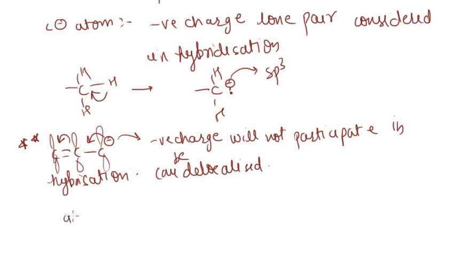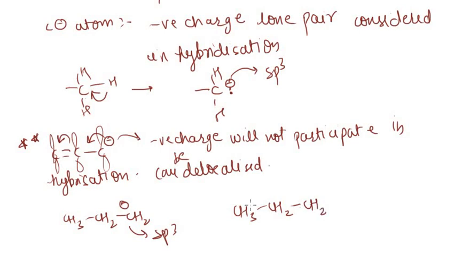Like if we have CH3, CH2, CH2 minus, here the hybridization of carbon will be sp3, and if we have CH2, CH and CH negative, then it will be sp2 hybridized carbon.